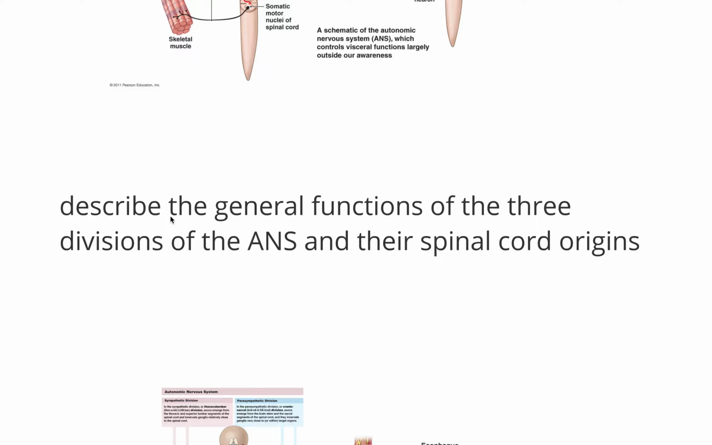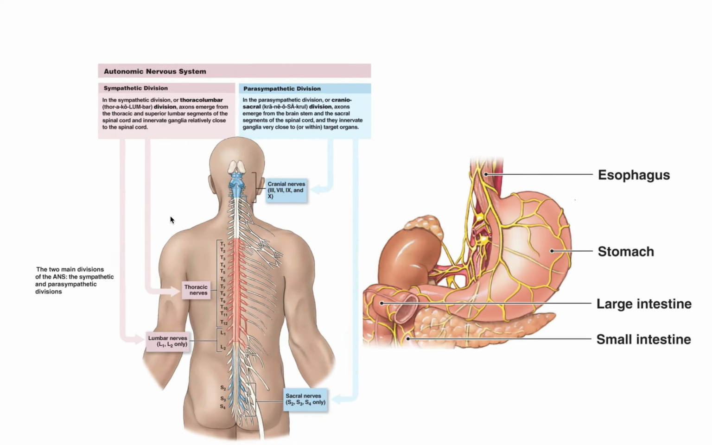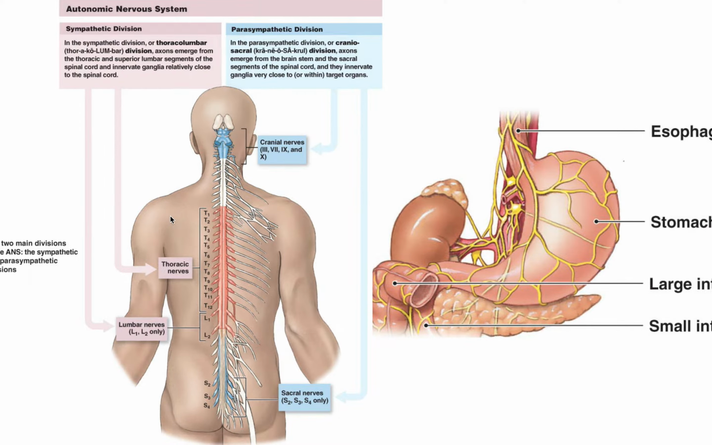Next is describe the general functions of the three divisions of the autonomic nervous system and their spinal cord origins. So for general functions, sympathetic is known as the fight or flight division. It prepares your body for stressful situations. And its spinal cord origins would be the thoracolumbar, so it's coming from the middle of the spinal cord, the thoracic and lumbar regions. For the parasympathetic, it's known as the rest and digest division.